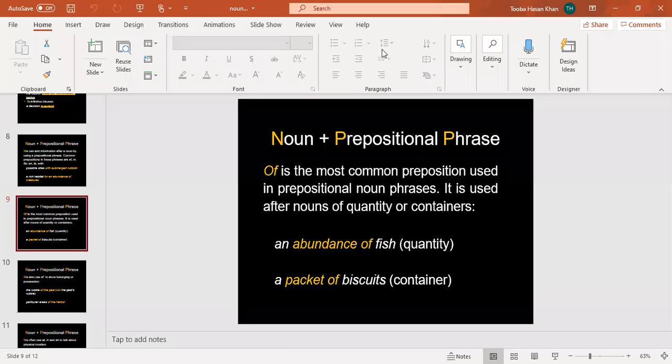Of is the most common preposition used in prepositional noun phrases. It is used after nouns of quantity or containers. For example, an abundance of fish, which is a quantity, a packet of biscuits. Of is the most commonly used preposition. We use this after the quantity of the noun is specified. If the quantity or the container is mentioned, for example, a box of chocolates. So the box is the container. Again, here also of will come.